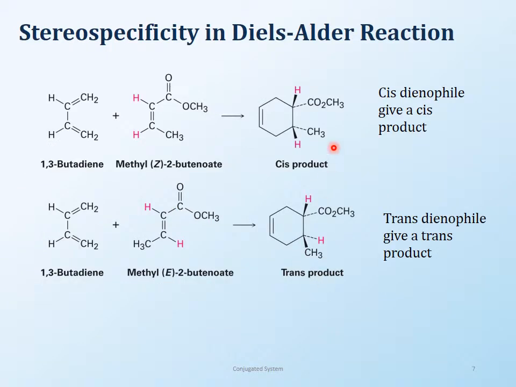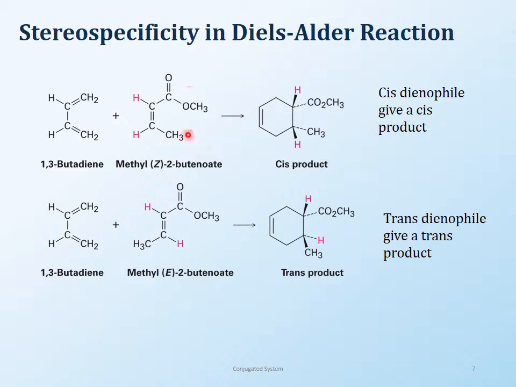One of the interesting aspects about Diels-Alder reactions is the stereospecificity. Stereospecificity means that you can get a very special or specific stereo compound. Stereo compounds means R and S, or cis or trans. So here we have the butadiene, just as usual.